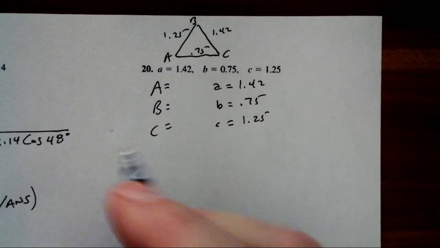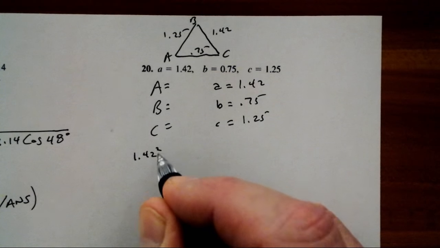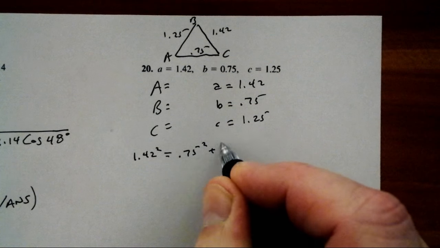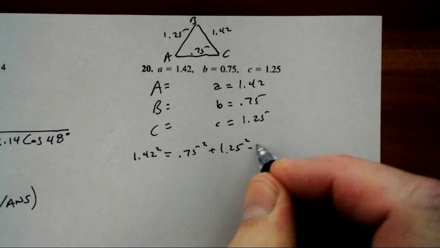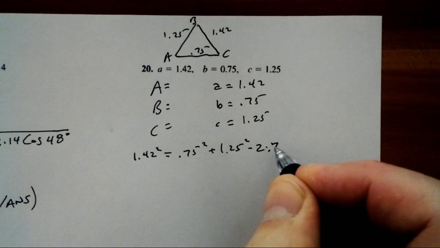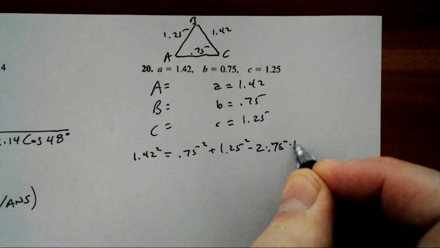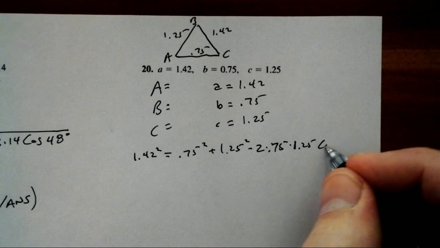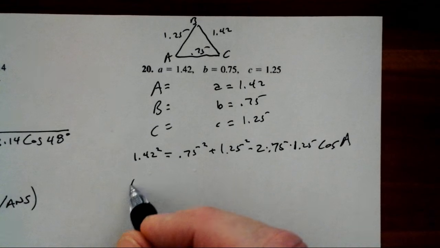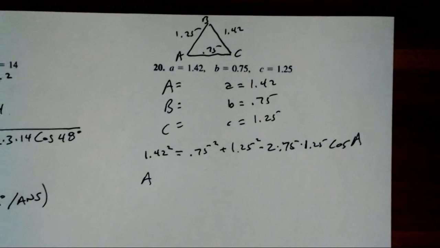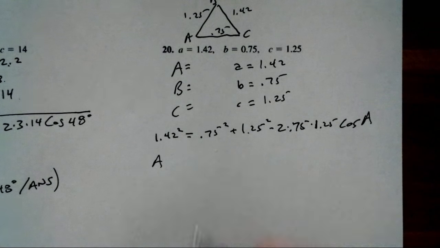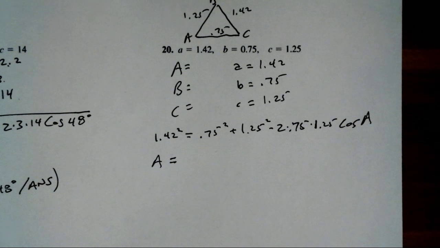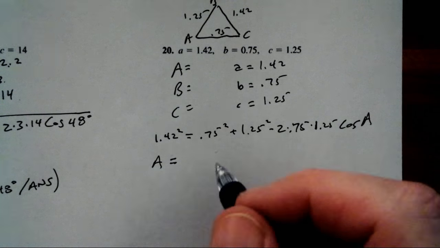To find angle A. So that's A squared, 1.42 squared, equals B squared, 0.75 squared, plus C squared, 1.25 squared, minus 2 times, repeat them, 0.75 times 1.25 times the cosine of A. Good time to pause the video here and try this. Solve that for A. And hopefully you paused it, you tried it. Let's see how you did.